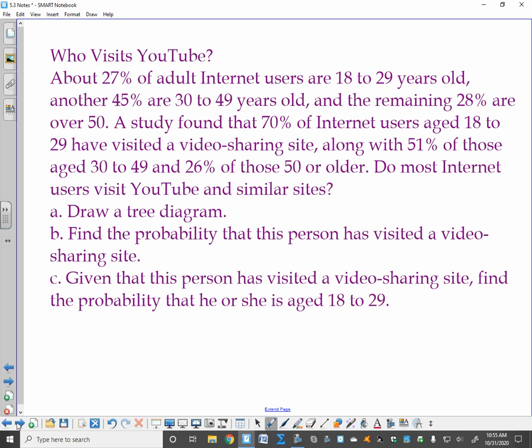So I'm going to tell you what I want you to do. I want you to pause this, and I want you to do the tree, and then I want you to hit play and check your tree against mine, and then I want you to pause it again, and I want you to take a stab at B and C on your own, remembering that the important part is being able to write like a statistician. Use the lingo, okay? So pause it and try your tree.